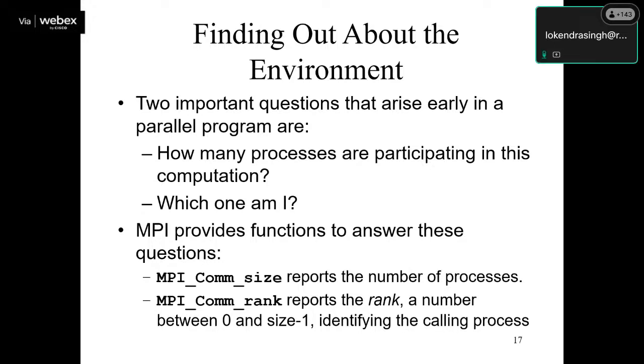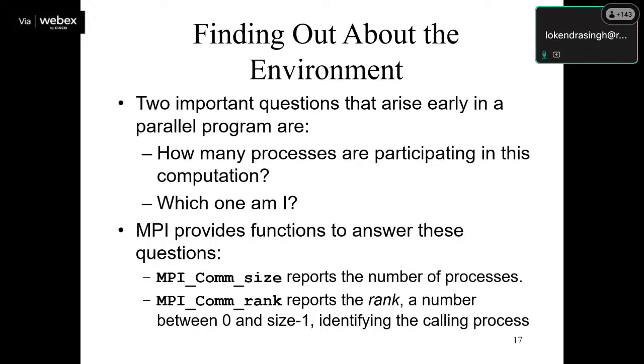MPI provides functions to answer these questions. So if you are using MPI routines, there are two things. MPI_Comm_size will generate the number of processes. Next one is the rank. MPI_Comm_rank reports the rank, a number between 0 and size minus 1.